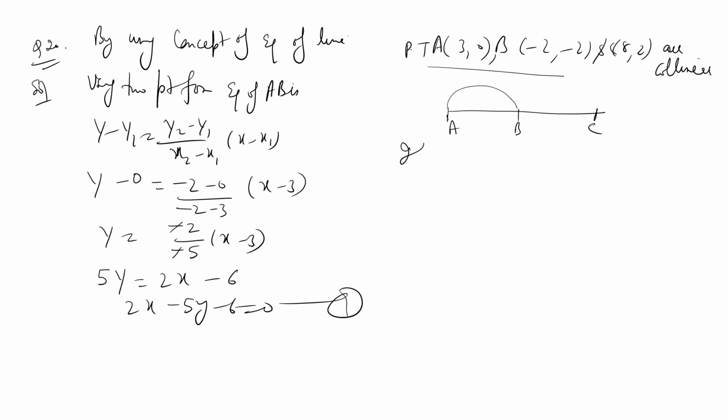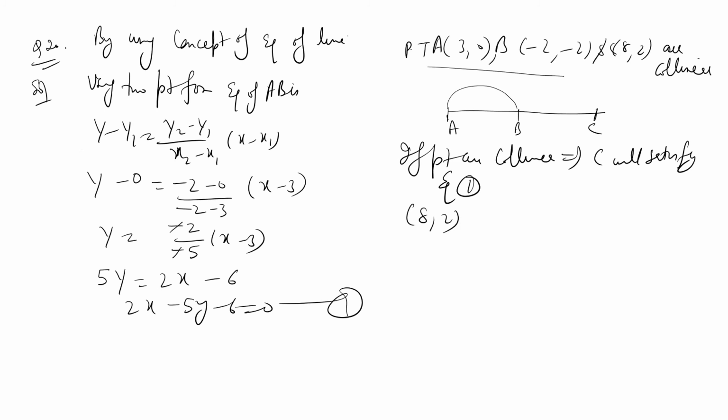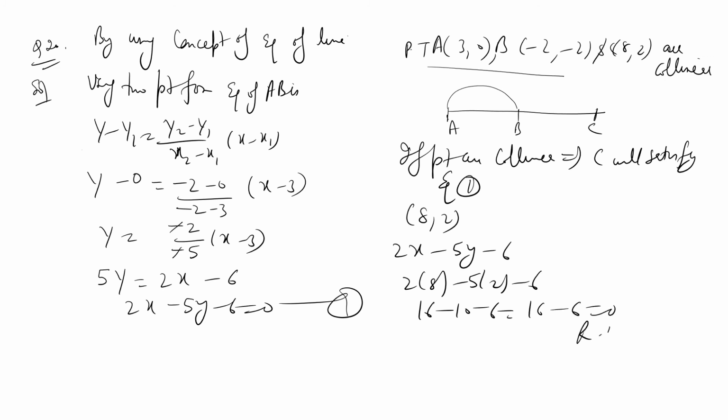Now if points are collinear, this implies C will satisfy equation 1, right? So how will it satisfy? Just put in 2x minus 5y minus 6. So this is 16 minus 5 into 2 minus 6, so 16 minus 10 minus 6. It comes out to be 0. So this clearly means points A, B, C are collinear.